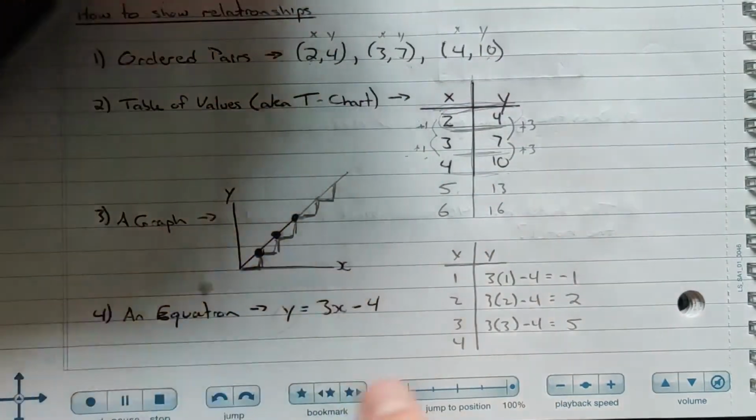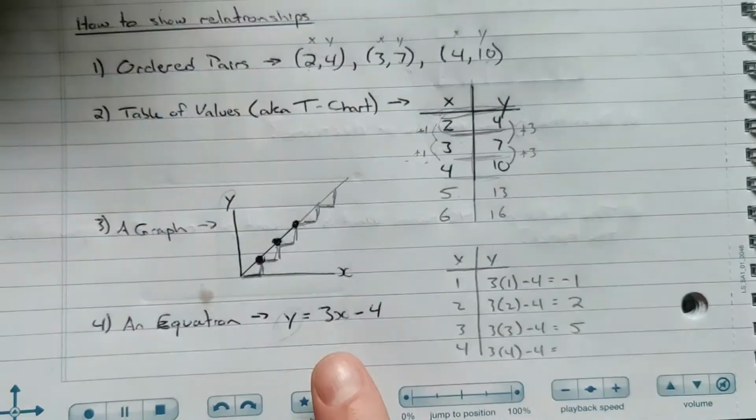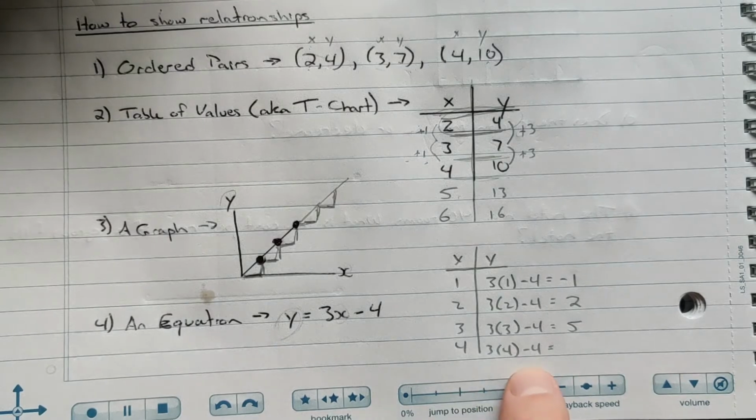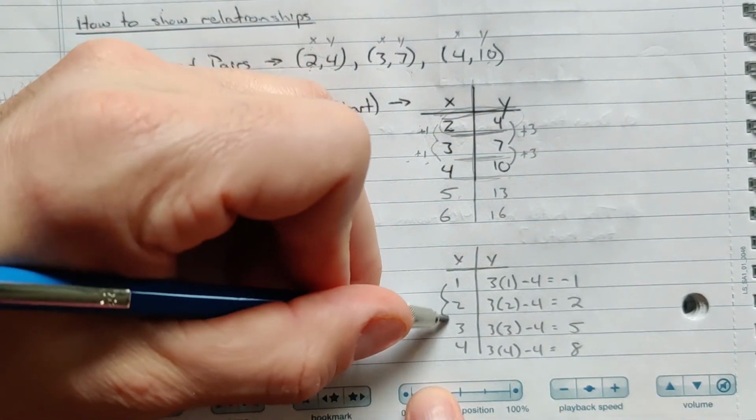And then the final one, 3 times 4 minus 4. 3 times 4 is 12. 12 minus 4 is 8. I'm going up in each case here.